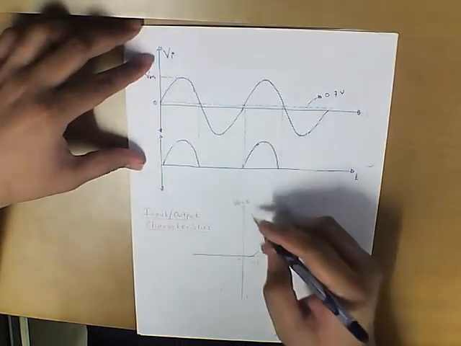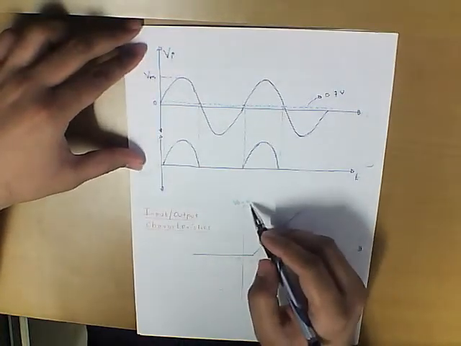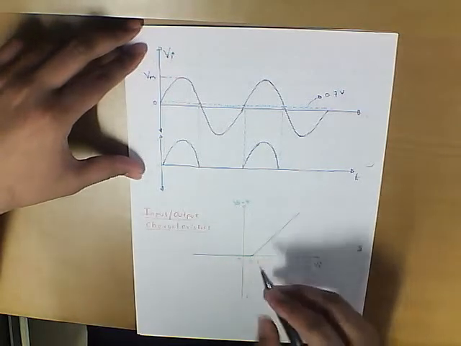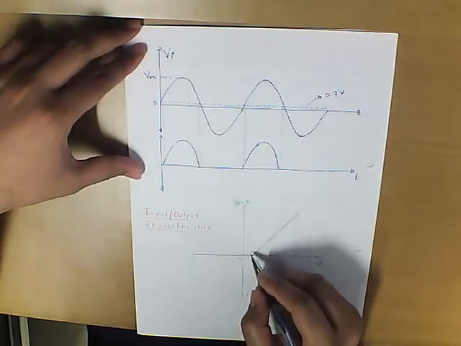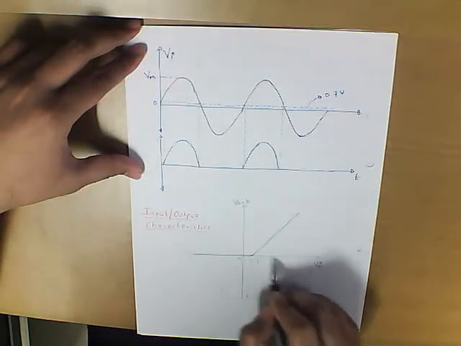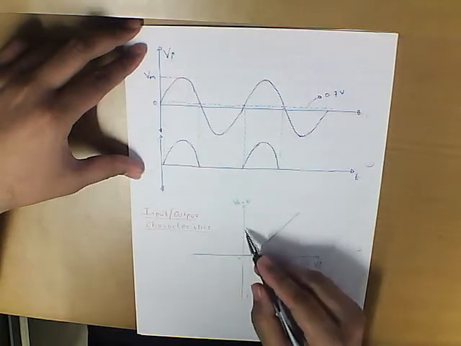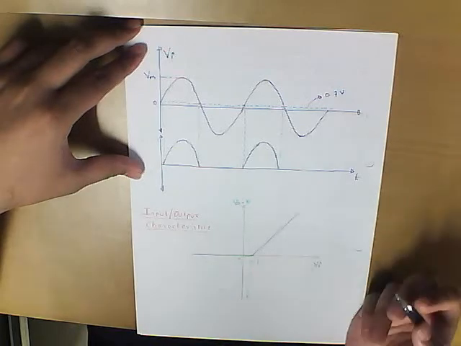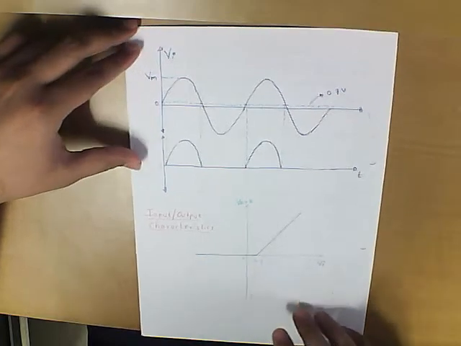So that can be shown in the input characteristics as follows. So if this is the output, this is the input, till the input reaches 0.7, the output is 0, and once the input exceeds 0.7, the output follows the input. So this is a very simple clipper.